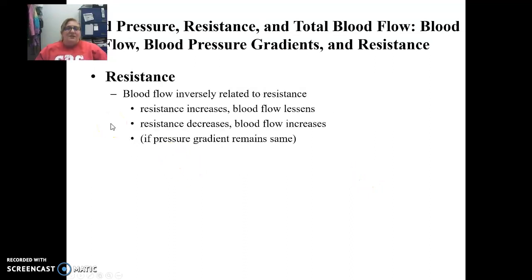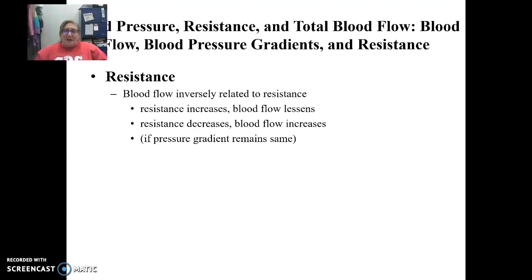So there are different factors that affect blood pressure. Resistance is one of those factors. Resistance is anything that is going to keep blood from flowing as fast. So things like the thickness of blood. If it's really thick, it's not going to flow as effectively. Think of molasses flowing out of a bottle versus water coming out of a bottle. Water comes out much faster because it's not as thick.